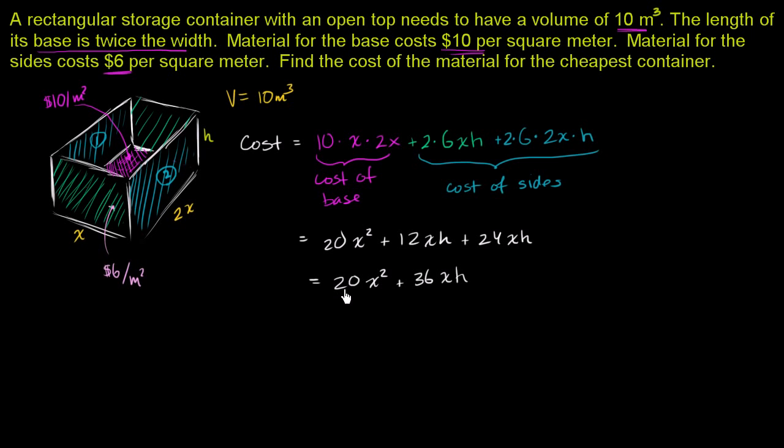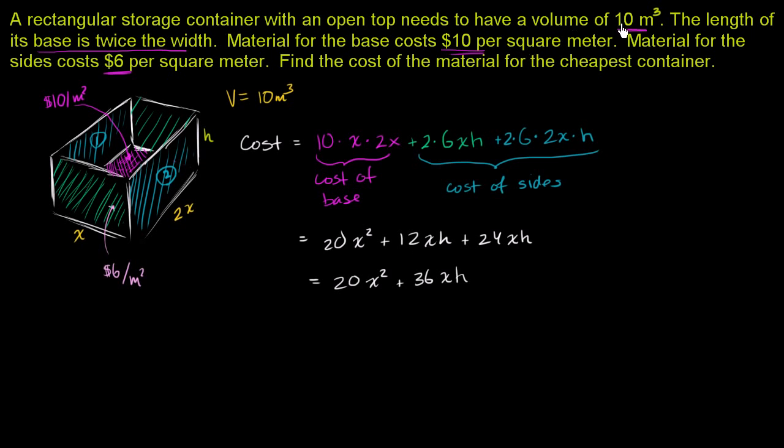So this is going to be my cost. But I'm not ready to optimize it yet. We don't know how to optimize with respect to two variables. We only know how to optimize with respect to one variable. And maybe I'll say, let's optimize with respect to x. But if we want to optimize with respect to x, we have to express h as a function of x. So how can we do that? How can we express h as a function of x?